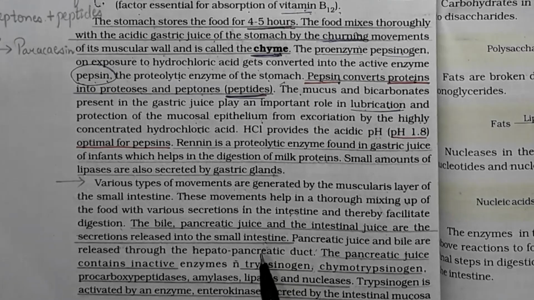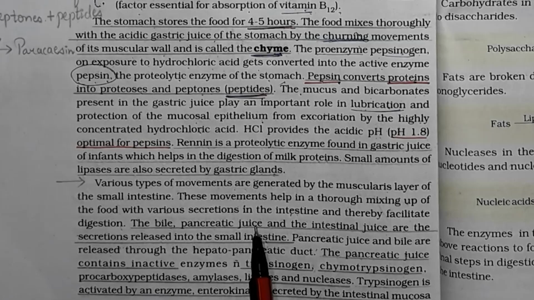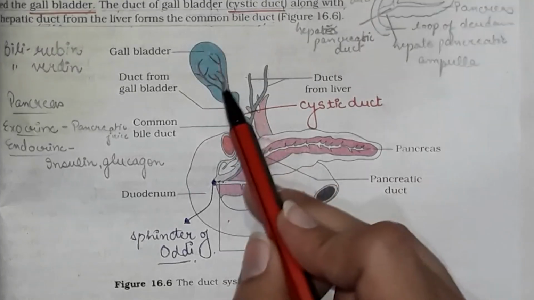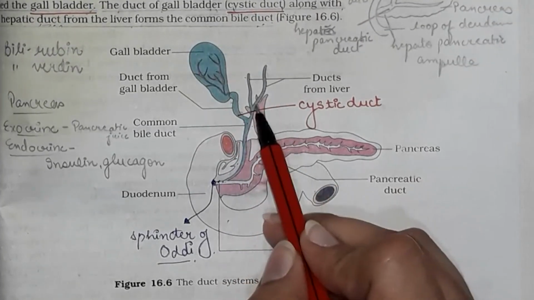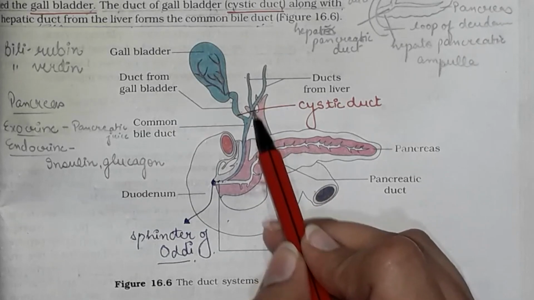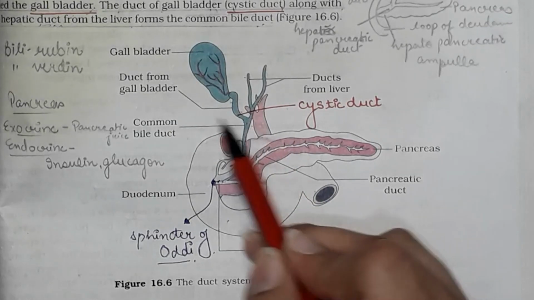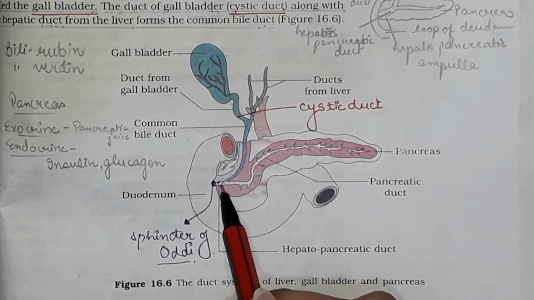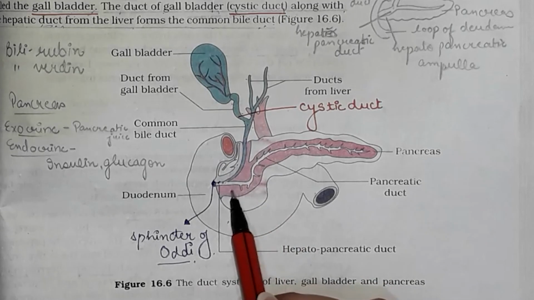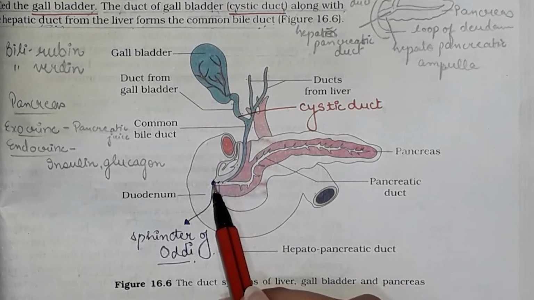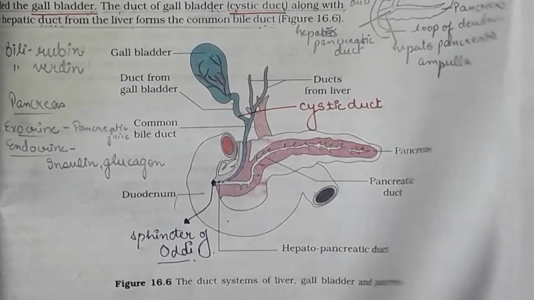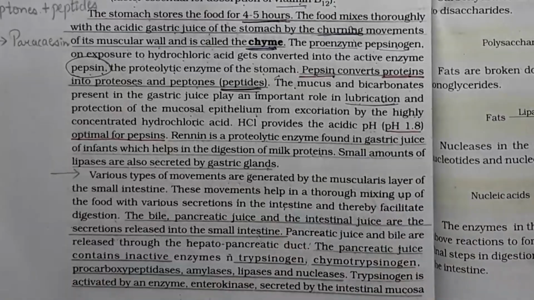What else? What were the secretions that were entering into the duodenum? The bile and the pancreatic juice from the common hepatopancreatic duct were coming out. I can show you here. From the gallbladder, bile was coming out. From the liver, there was a duct known as the hepatic duct. These both combine and form the common bile duct. And from the pancreas, pancreatic juice was coming and forming a combined duct that was entering into the duodenum. So these are all the juices that are required for digestion.